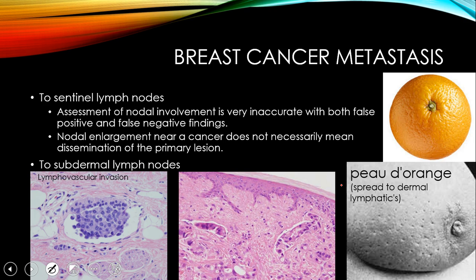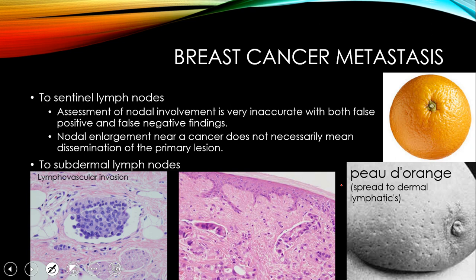Next here is breast cancer metastasis. So we talked a little bit already about the sentinel lymph nodes. Assessment of nodal involvement is very inaccurate, apparently, with both false positive and false negative findings. So when we do that nodal test that we talked about earlier, the sentinel nodes, sometimes it'll give you a false positive, sometimes it'll give you a false negative. It's just a difficult thing to tell.